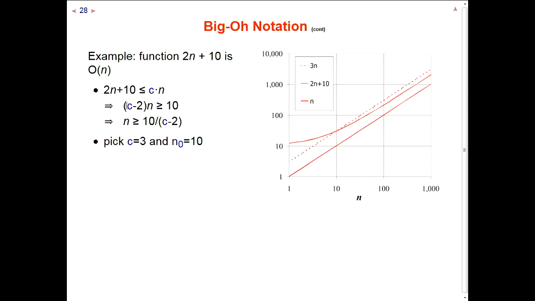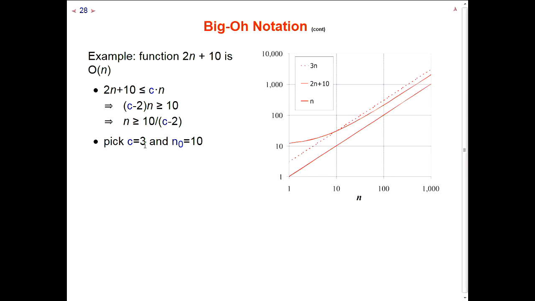If that is the case, then (c minus 2) times n must be greater or equal to 10. So I'm just moving that 2n to the other side, and then dividing by c minus 2 on both sides. Here you see that the result says n must be greater or equal to 10 divided by c minus 2. Can you then find 2 constants, n0, from where on n would satisfy this, and a constant c, so that this is true?